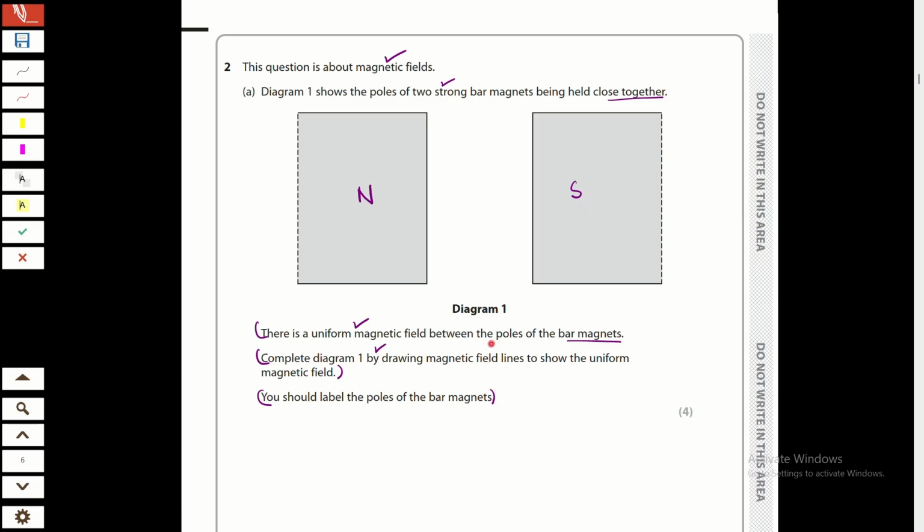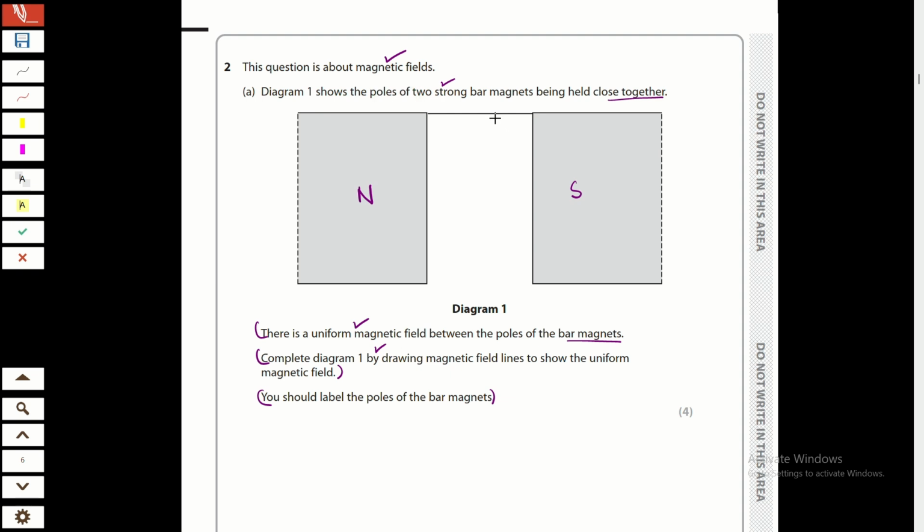Okay, now we will have to draw the magnetic field lines. In a uniform magnetic field, the magnetic field lines are straight and the magnetic field lines are evenly spaced. We will have to remember these two criteria. So if I draw evenly spaced horizontal lines in between these two bar magnets, that would be the magnetic field lines, and which will actually show the uniform magnetic field. So let me try drawing horizontal lines in between these two bar magnets.